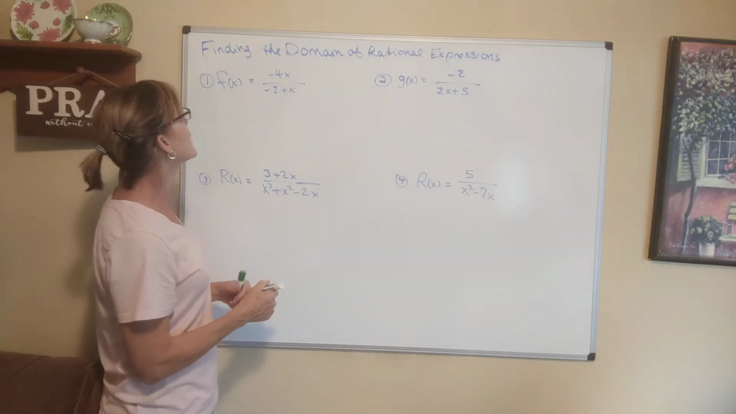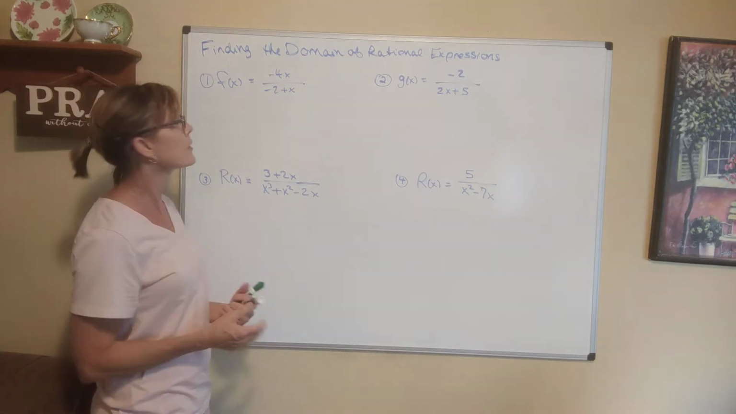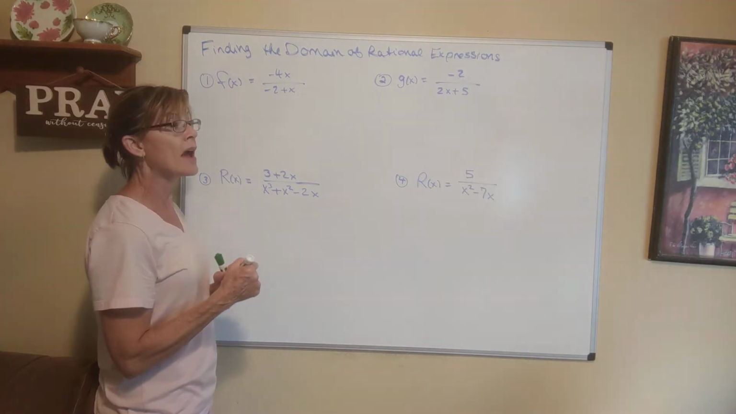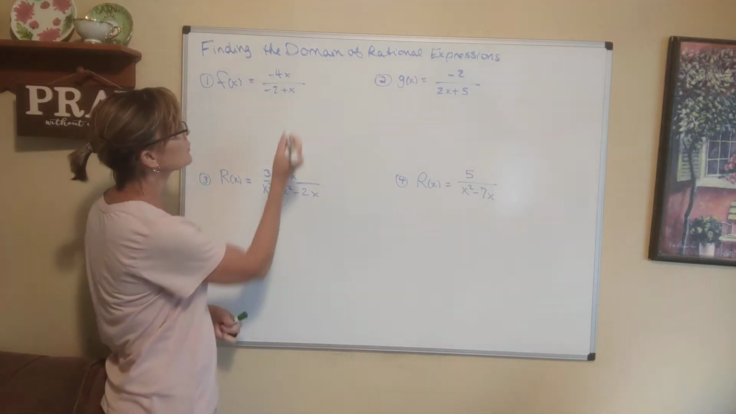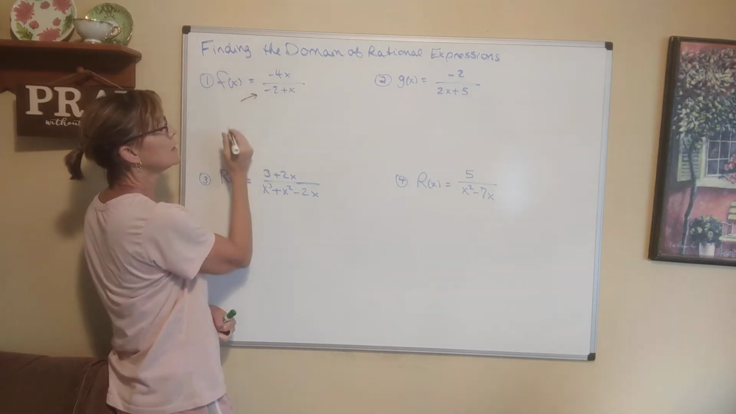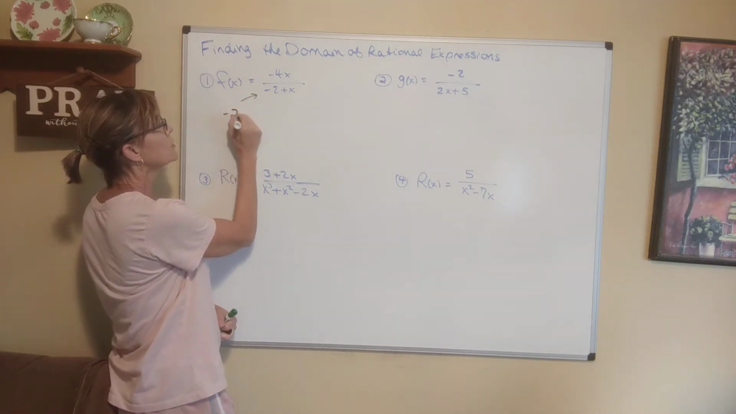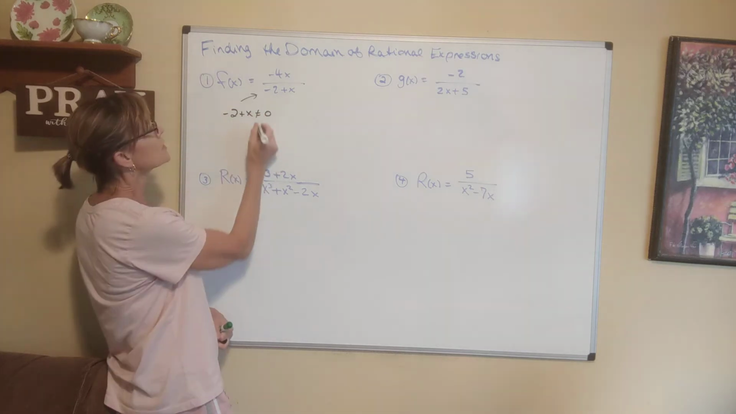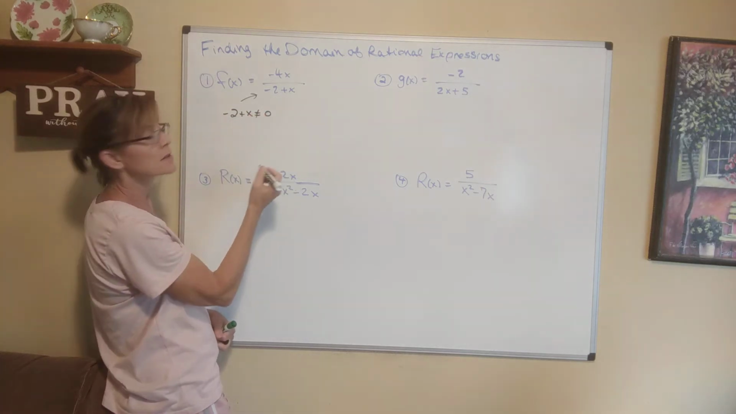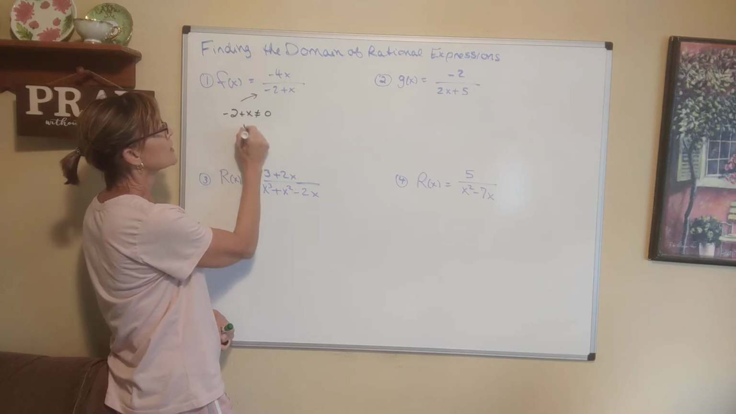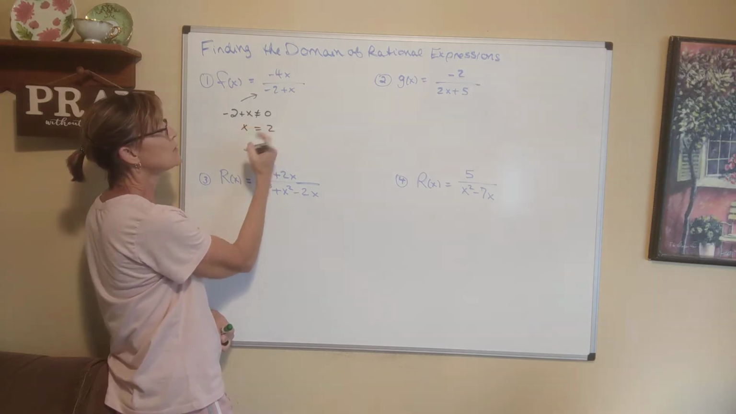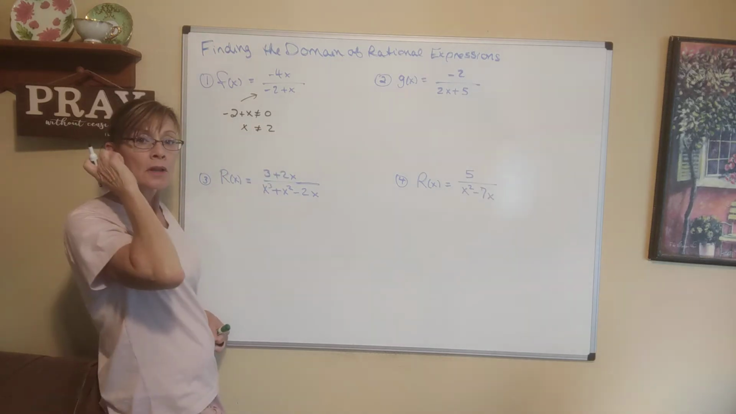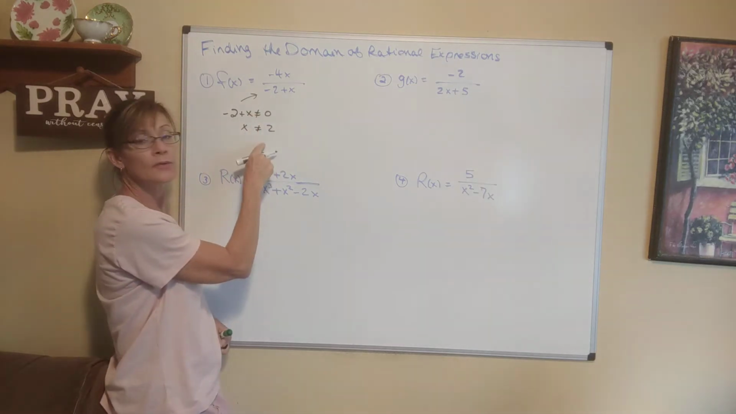So for number 1, we have f of x is equal to negative 4x divided by negative 2 plus x. So we have to make sure it doesn't divide by 0. So we look at the denominator only. And we say, well, when would negative 2 plus x equal 0? We cannot let that happen. So we just solve this equation for x. We add 2 to both sides and we find out that x is equal to 2. That's when that would happen. So we said that cannot happen. So every other real number is allowed into this function except for 2.